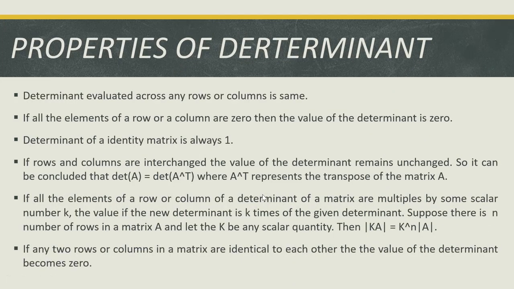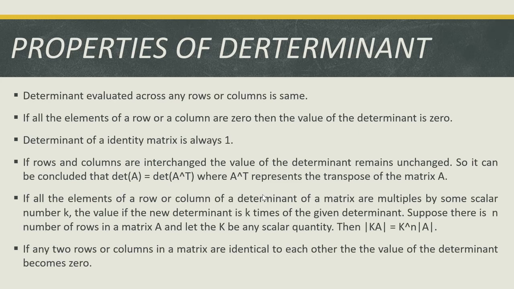Now let's talk about some properties of the determinants. The first property of determinant is that if a determinant is evaluated across any row or column of a given matrix, the value of the determinant remains same. Second property is that if all the elements of a row or a column are 0, then the value of the determinant is 0. The third property is that the determinant of an identity matrix is always 1.